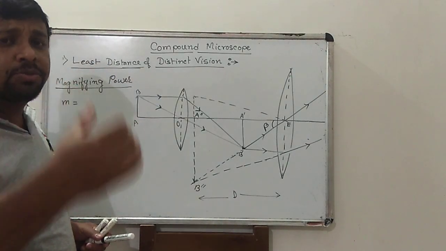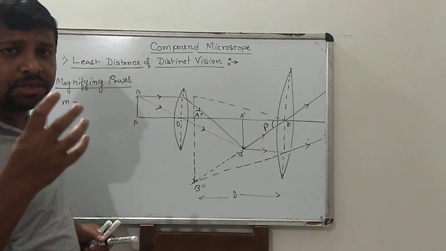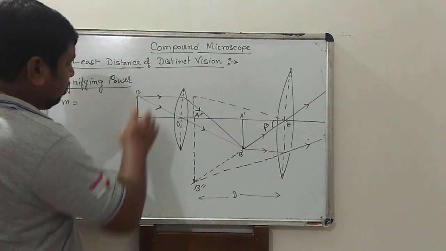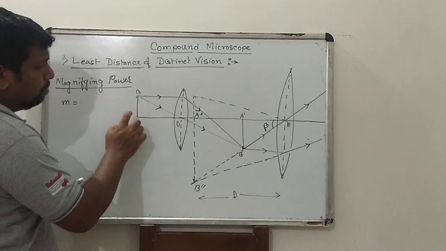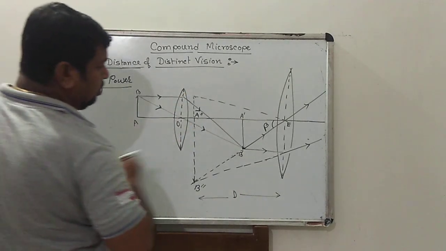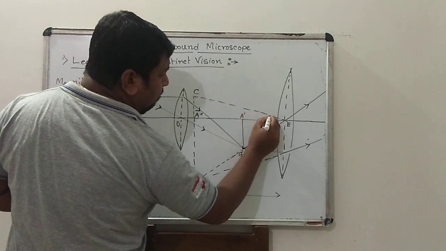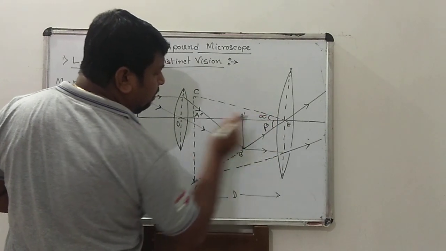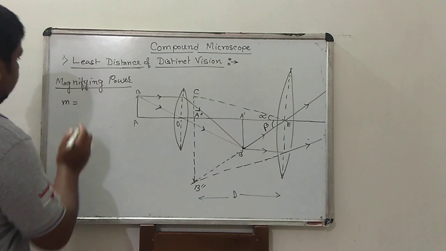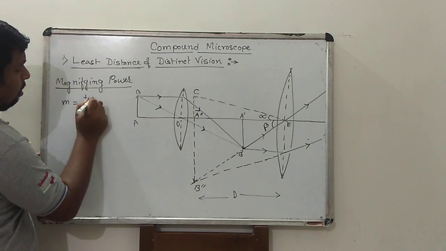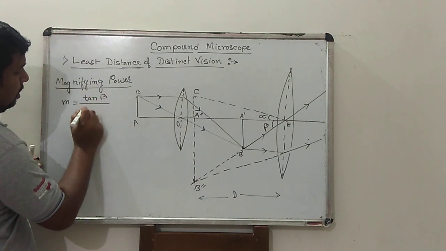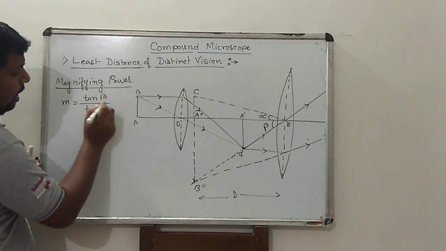Consider this triangle, and the angle formed here. So again, let AB be the object to consider. C is a letter. This angle is alpha. Okay? So m equals tan beta divided by tan alpha.